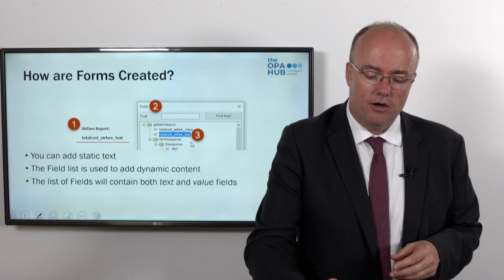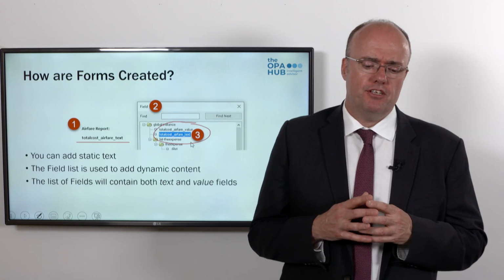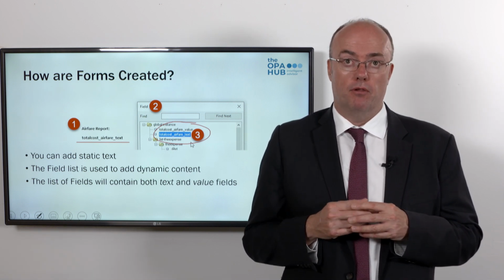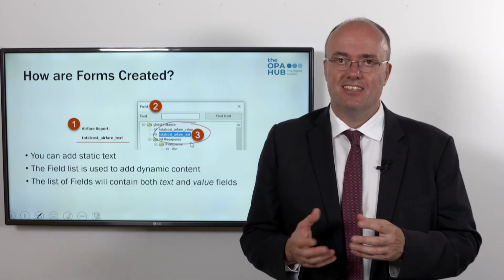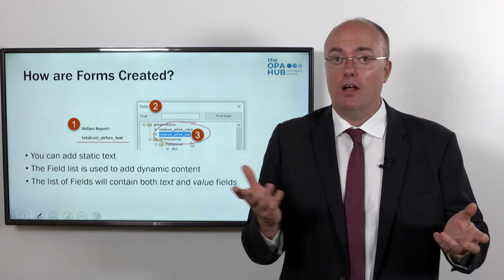I want you to notice up here, however, there's often a cause for confusion. You'll actually see that most attributes appear twice. You've got something called total cost airfare value, which I think we can probably say is the total value of airfare. And then we have total cost airfare text. It's easy to get confused. Ask yourself this question: do you want to display the value of the attribute, for example, 250? Or do you want to display the text, such as the value of the airfare? You can use both or either, it's up to you.